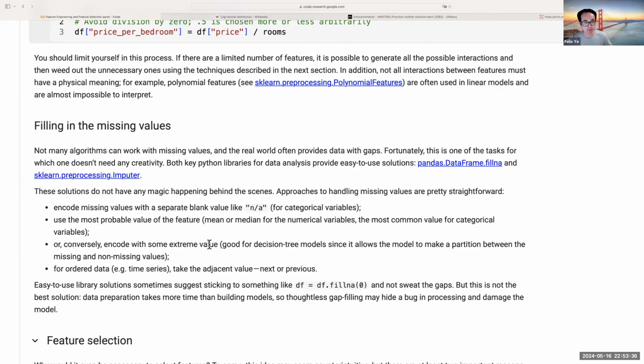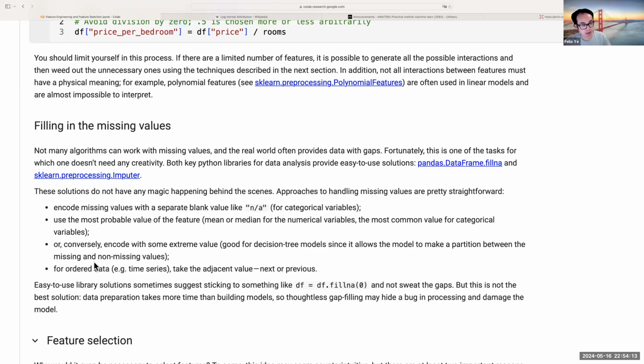For example, if we use decision tree models, sometimes it allows the model to make a partition between the missing and the non-missing values. What we can do is make these NA and null values very extreme values, and we can ensure they will not be part of the node when we do the partitions.